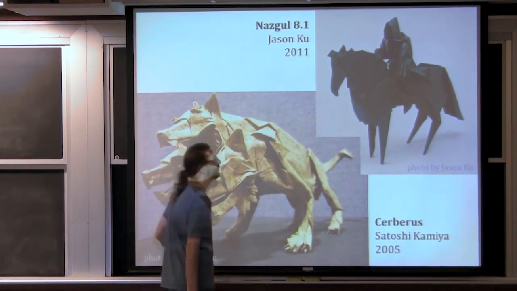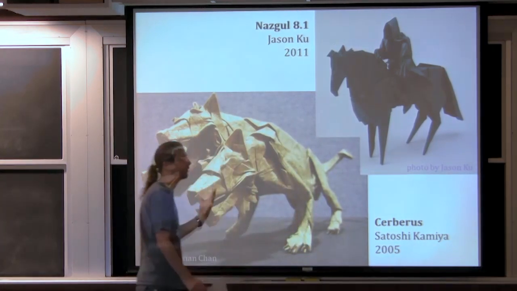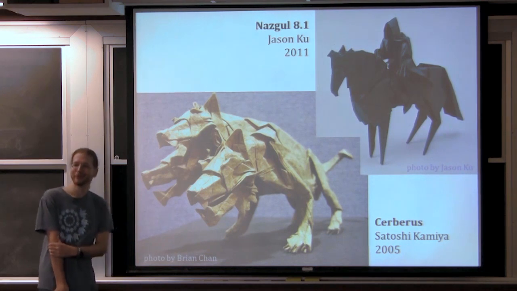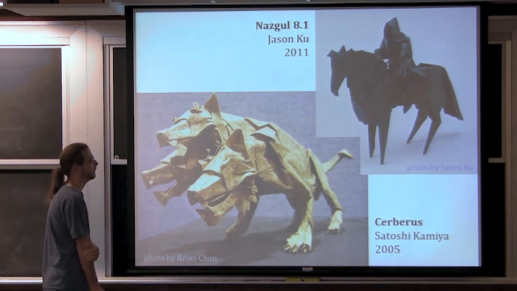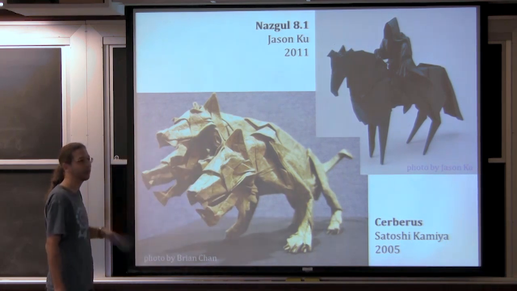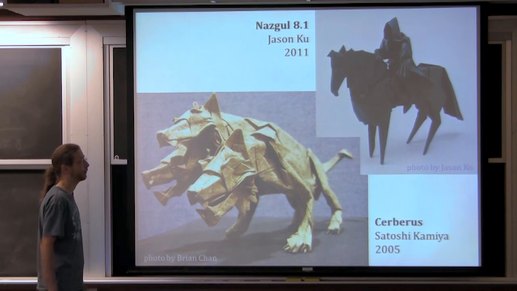This is designed by Jason Koo, who's the president of the Origami Club at MIT, Origamit, which you should all check out. They meet on Sundays at 3? 3, good. I know there's a bunch of origami people here. So how are these possible? These are possible through mathematics and the kind of algorithms that we will cover in this class.